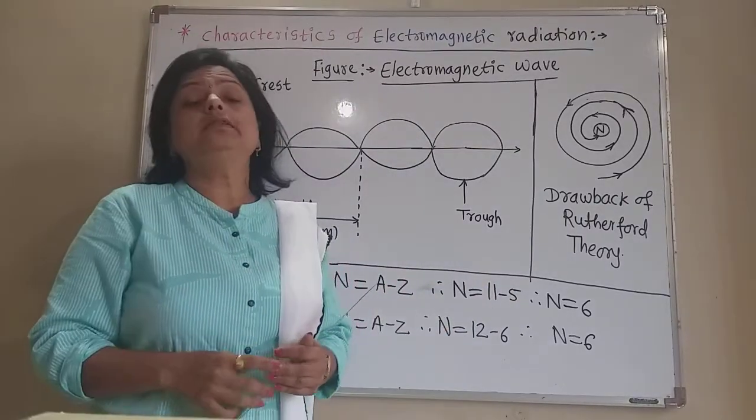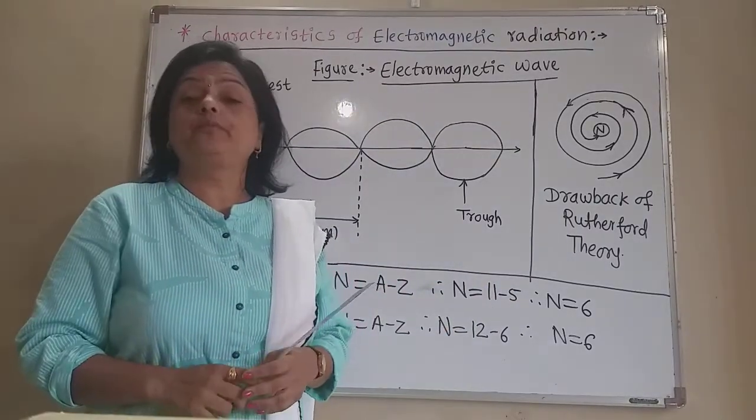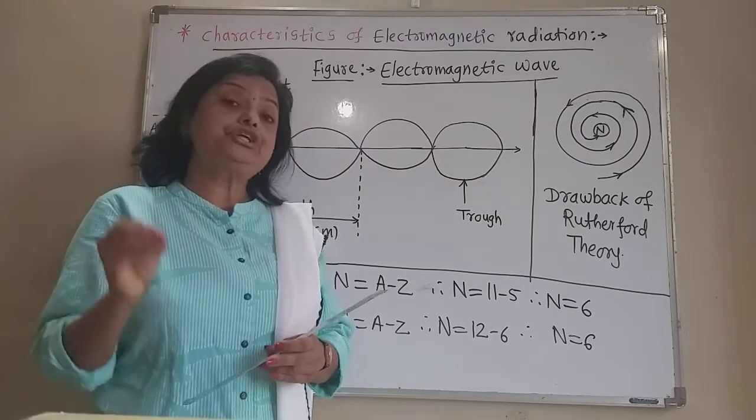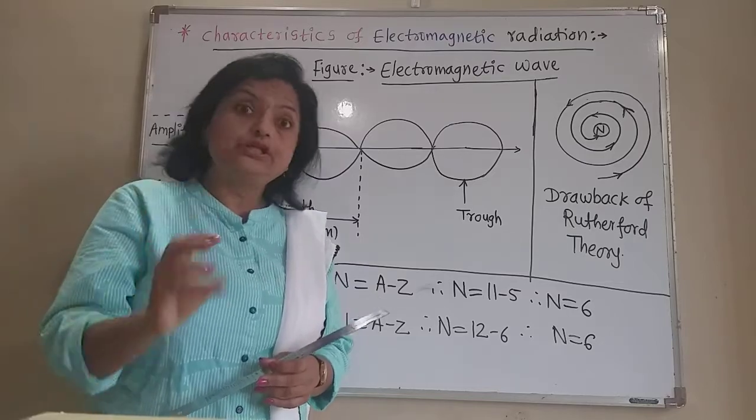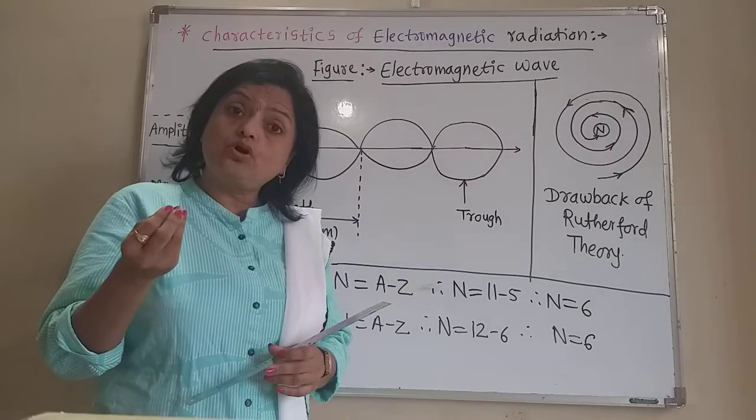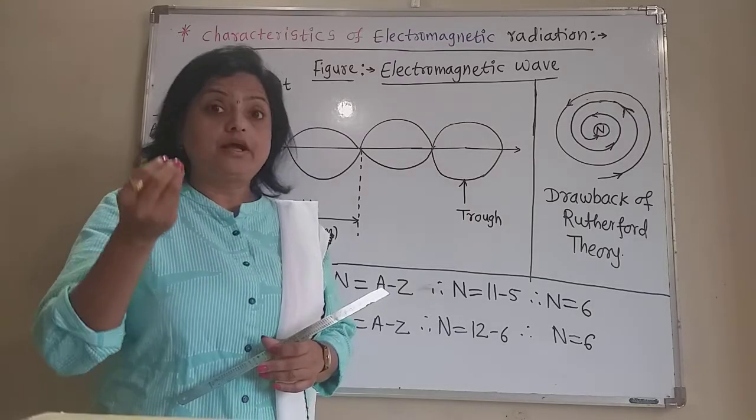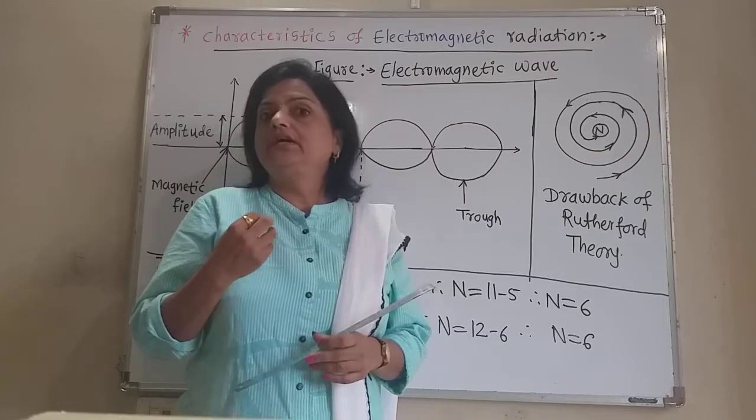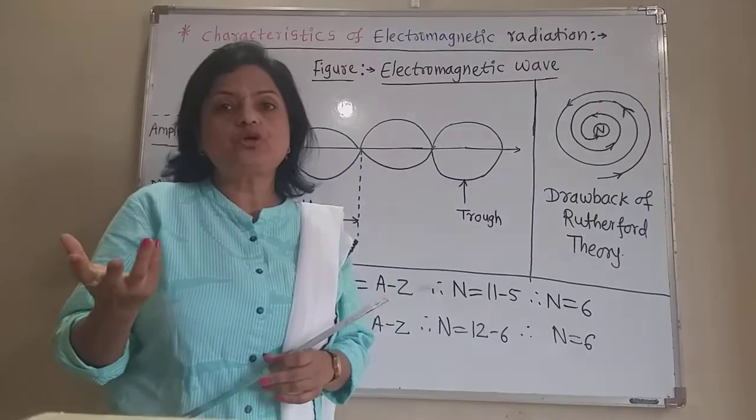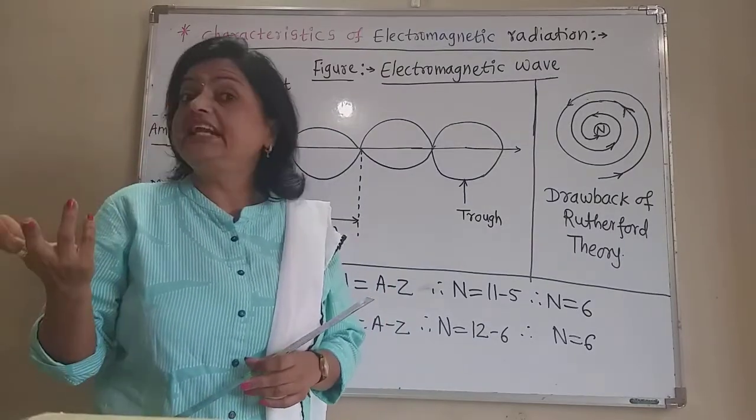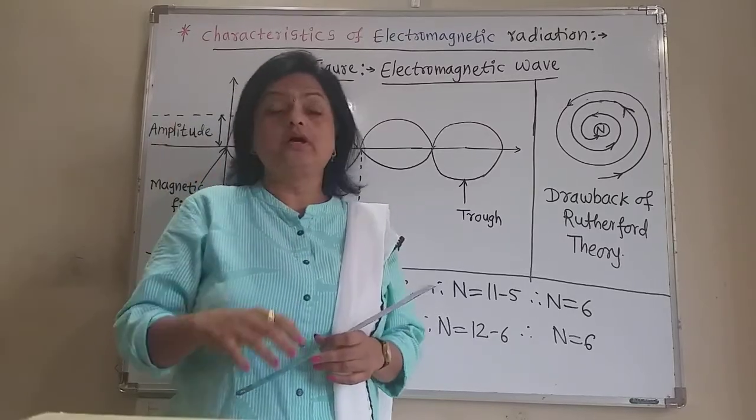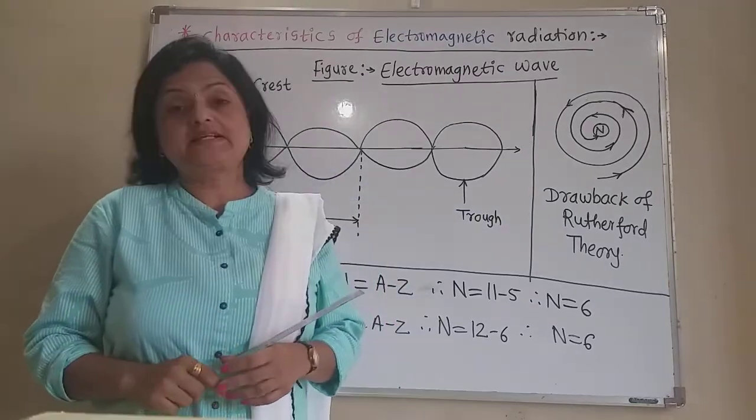And second, the most severe drawback of the Rutherford theory is that Rutherford did not explain the distribution of the electrons around the nucleus. That means how many electrons are distributed in every orbit. As we know, in the first shell there are 2 electrons, in the second shell there are 8 electrons, in the third shell there are 18 electrons, but that was given later by Bohr. So these two drawbacks are there.